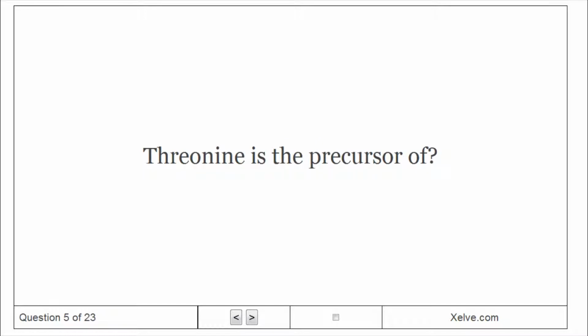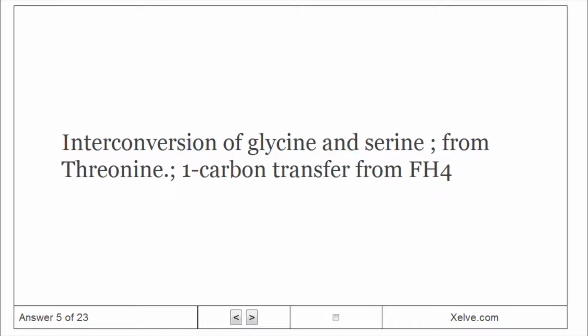Threonine is the precursor of interconversion of glycine and serine. From threonine, one carbon is transferred from FH4.